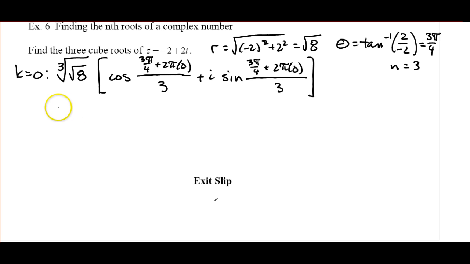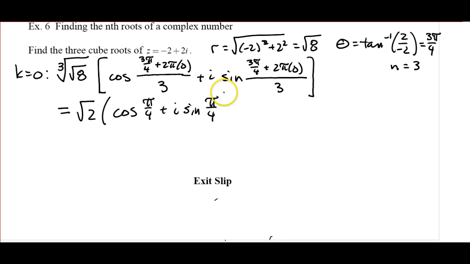And this is going to simplify to the cube root of the square root of 8, which is the square root of 2, times the cosine of, let's see, so that's 3 pi over 4 divided by 3. So the 3's are going to cancel, so we end up with pi over 4 plus i times the sine of pi over 4. And you know, we could simplify this because we know what the cosine of pi over 4 is, but we're just going to leave it for now.